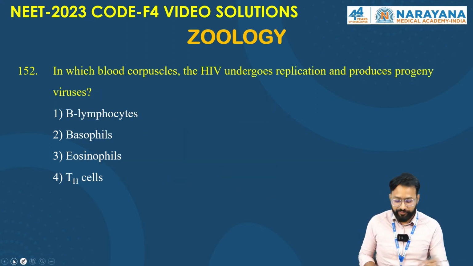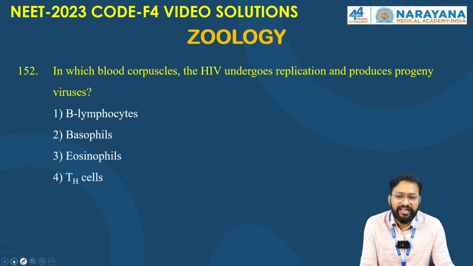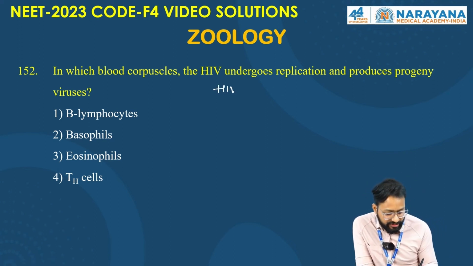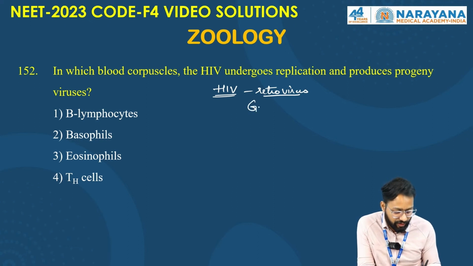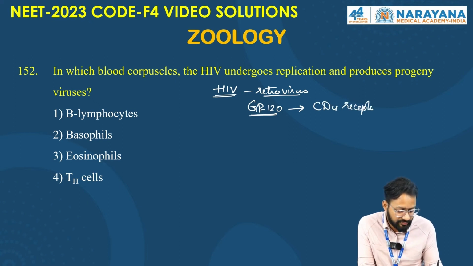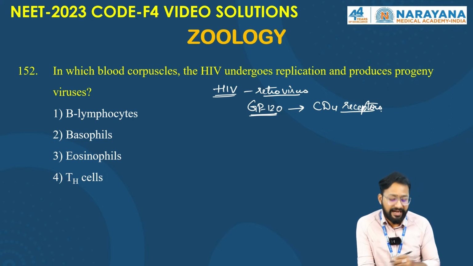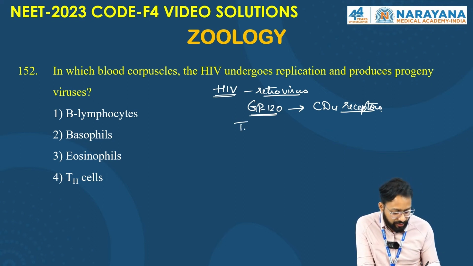Moving on to the next question. In which blood corpuscle does the HIV undergo replication and produce progeny viruses? Right. We know that HIV is a type of retrovirus, and on its cover it has the presence of glycoprotein 120. It recognizes CD4 receptors, and these CD4 receptors are present upon the T helper cells and macrophages.